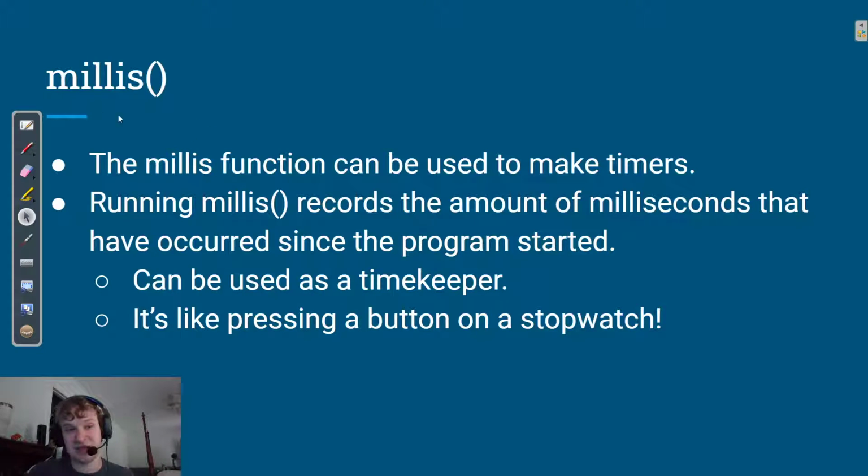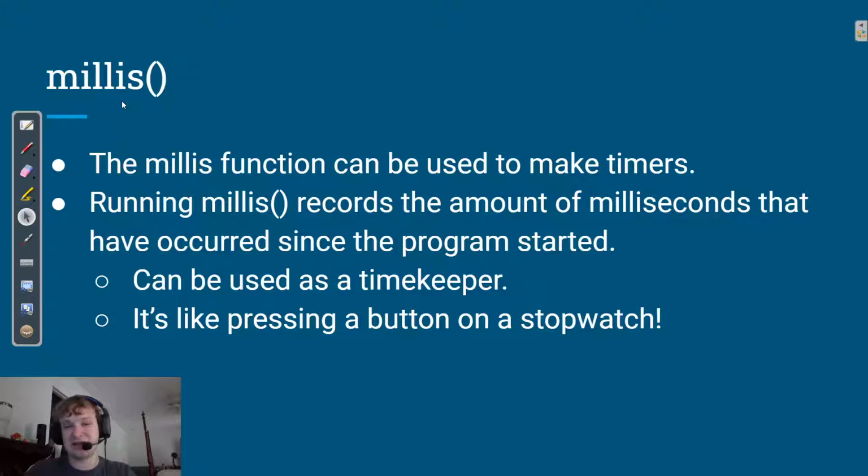Now, if the program's been going for 10 milliseconds and we run this, it will give us the value of 10. If it's been running for 1 second, that's 1,000 milliseconds. It will give us that value back. And so we can think of this as a timestamp. Whenever you call the millis function, it's almost like recording a timestamp of how much time has passed since the beginning of the program. So we can start using this as a timekeeper.